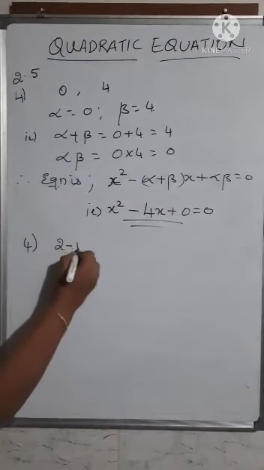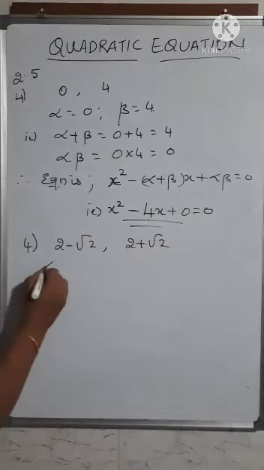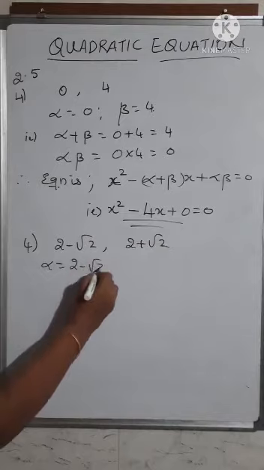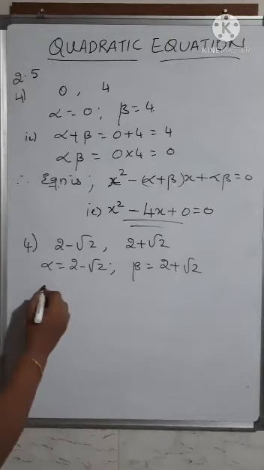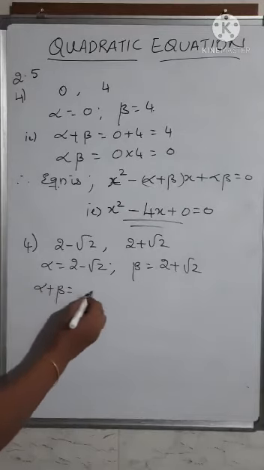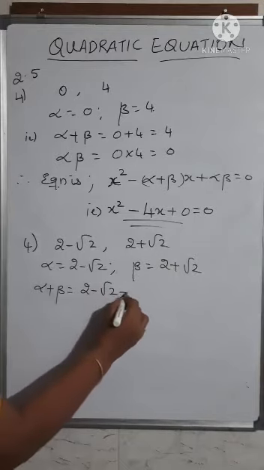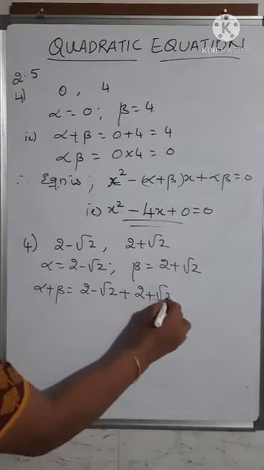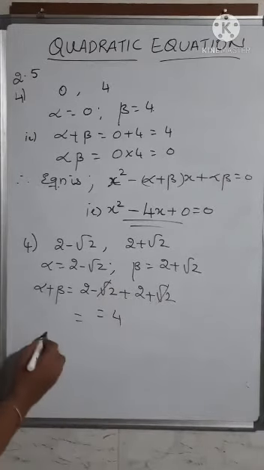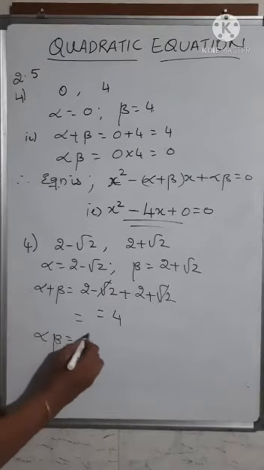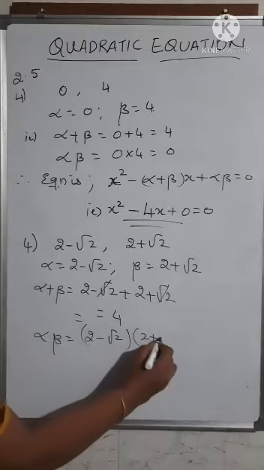Fourth one, 2 minus root 2 and 2 plus root 2 are the two roots. So you take alpha as 2 minus root 2 and beta as 2 plus root 2. So you get alpha plus beta is equal to, you have to add the two values, 2 minus root 2 plus 2 plus root 2. So here the root 2 terms get cancelled, you get it as 4. Now alpha into beta, you have to multiply 2 minus root 2 into 2 plus root 2.